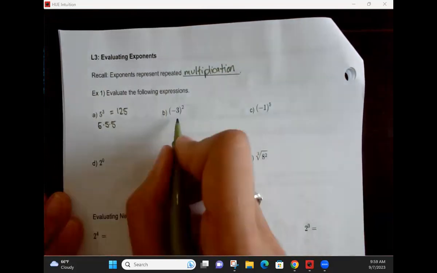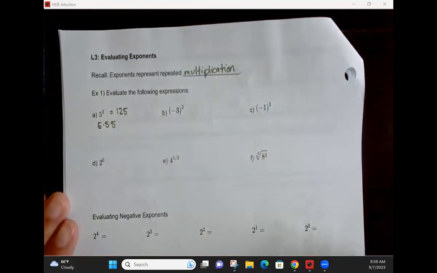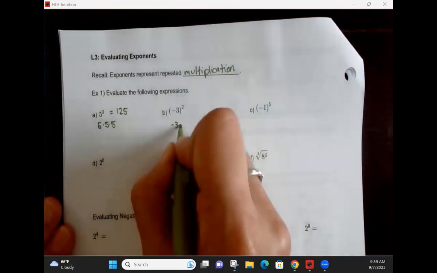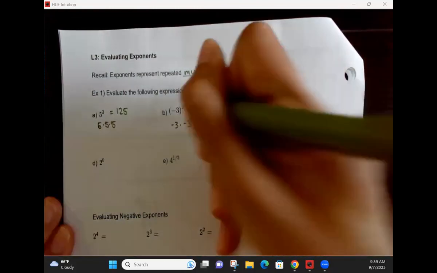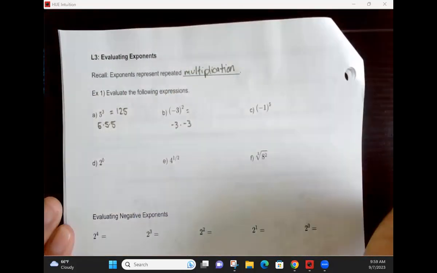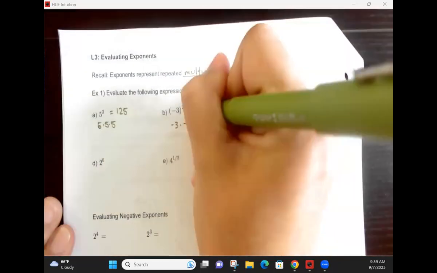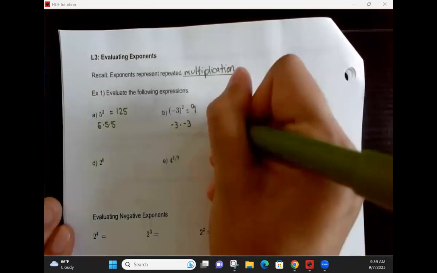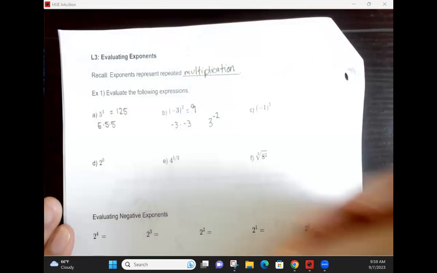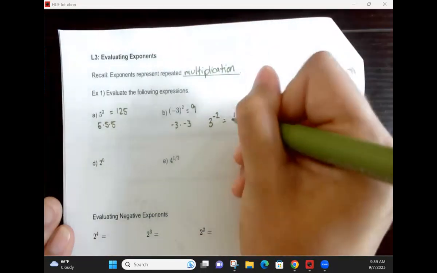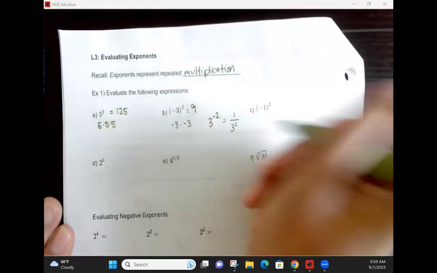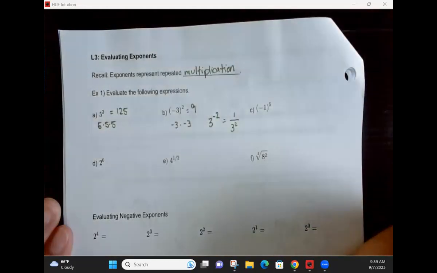Okay. Also be careful with negative numbers. We talked about this the other day, but a negative number and a negative exponent are different. So this would be -3 times -3, which would give me 9, positive 9. If we had 3 to the -2nd power, that means take the reciprocal, 1 over 3 squared. So just be careful with that.